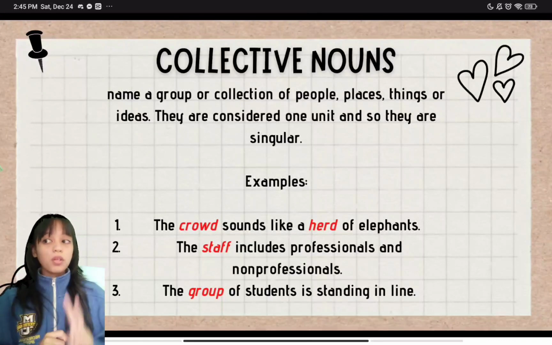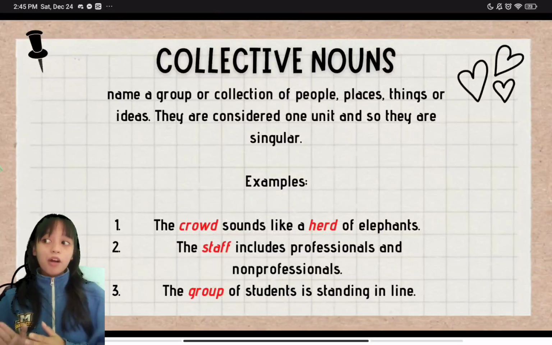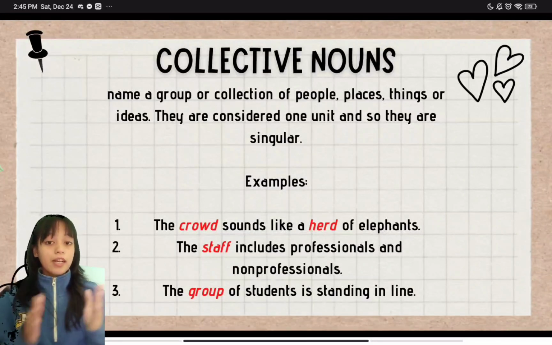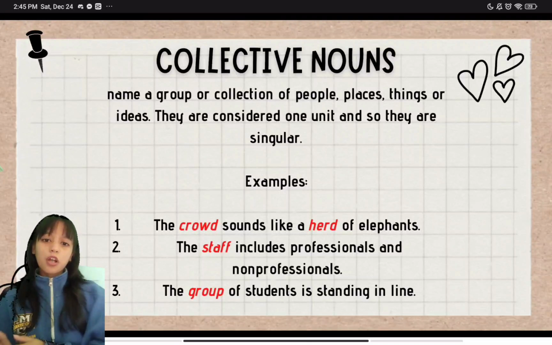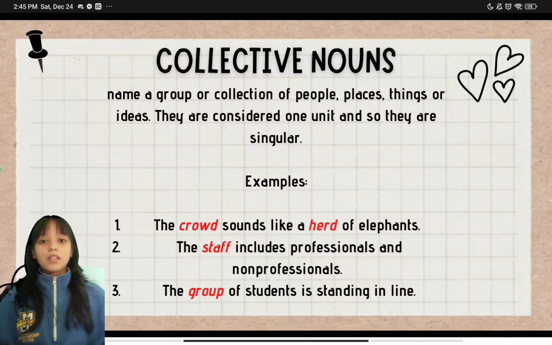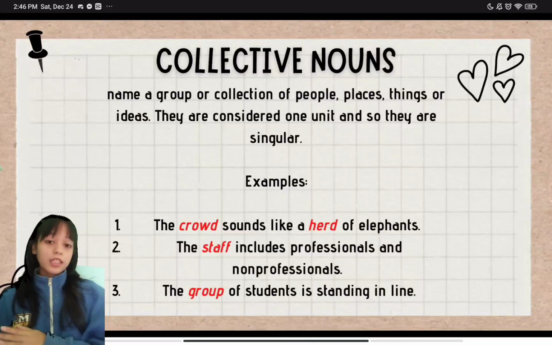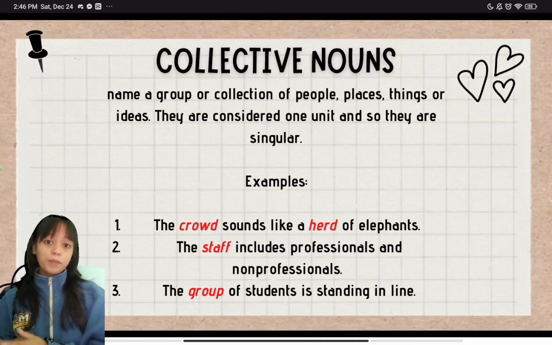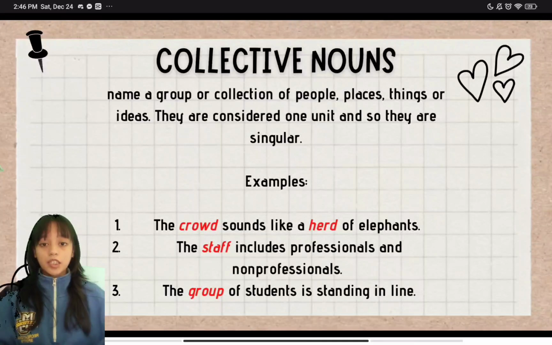Although they are both singular, the difference with the collective noun is that a collective noun is a group. So when you say group, they are considered as one. But in singular, it's not a group. It's literally one. It's literally single. But in collective noun, they are a group, and the group is considered as a single unit.